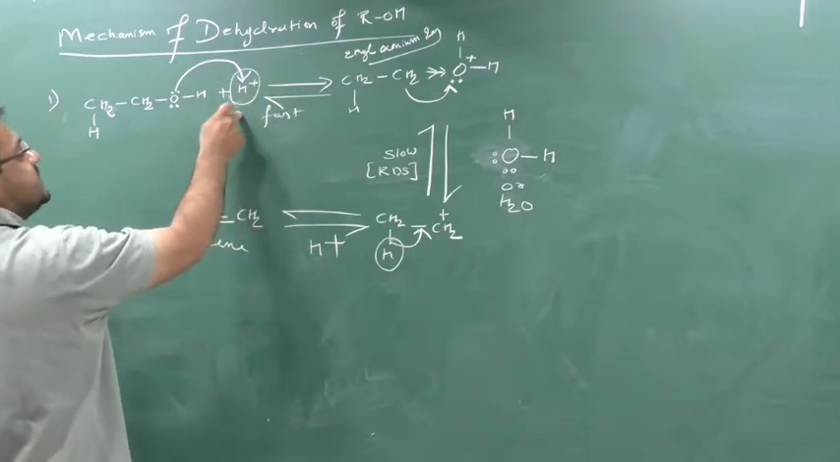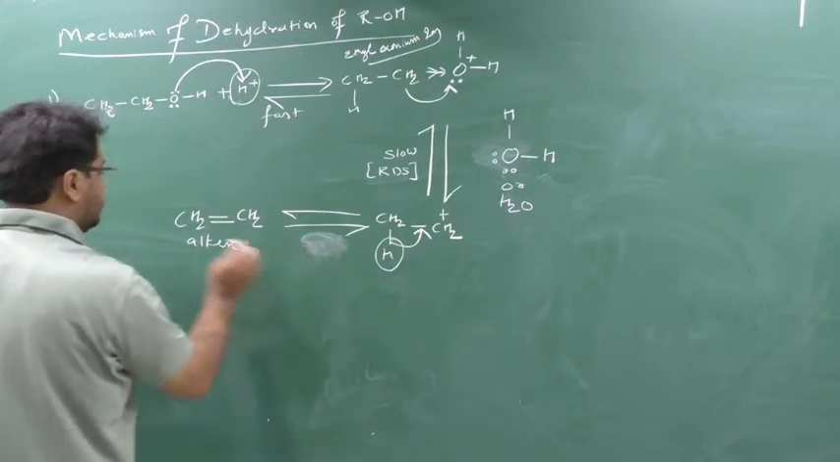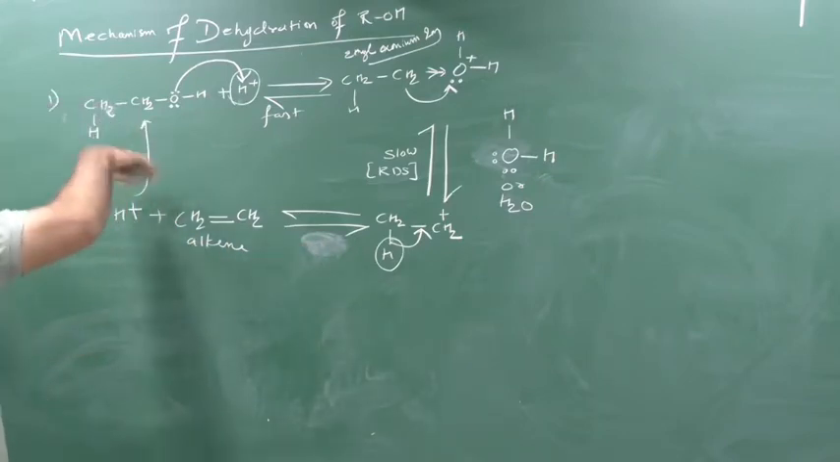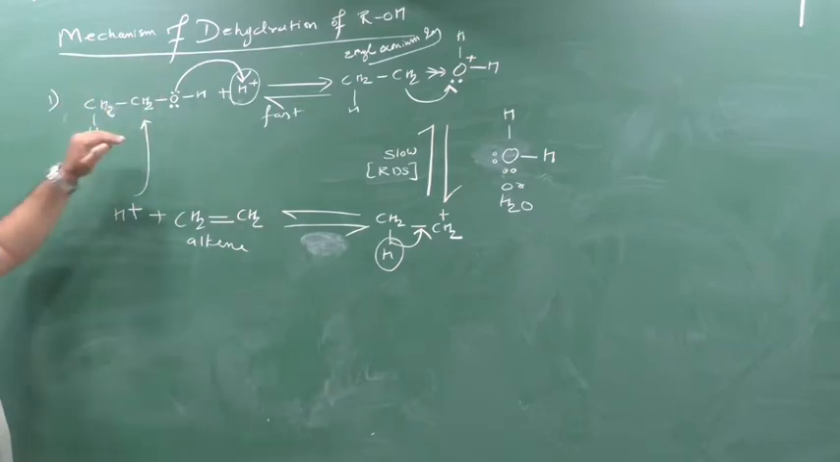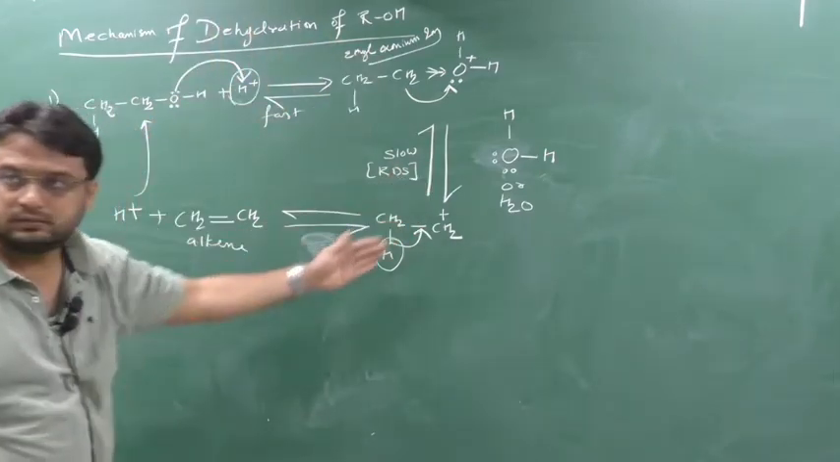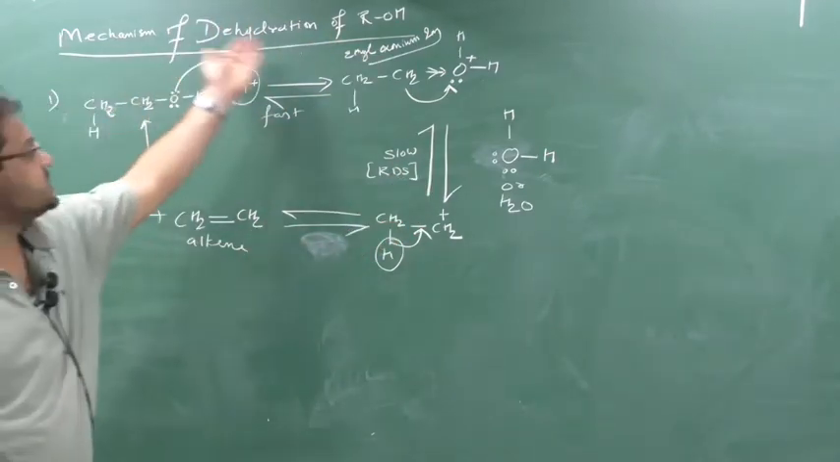We have taken this H plus as a catalyst. In the final step, we obtain the catalyst back again. So here H plus will be generated, and this H plus is fed back into the reaction. Another part, this H plus will react with another unit of alcohol, and the reaction will continue.